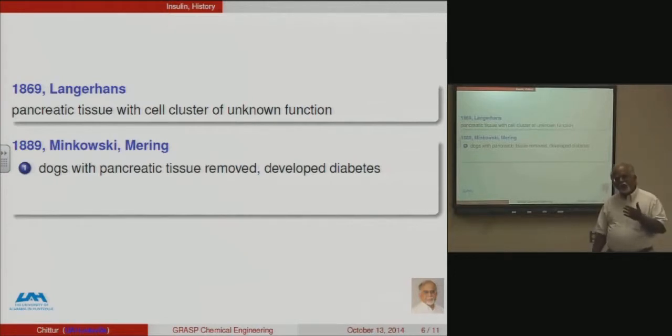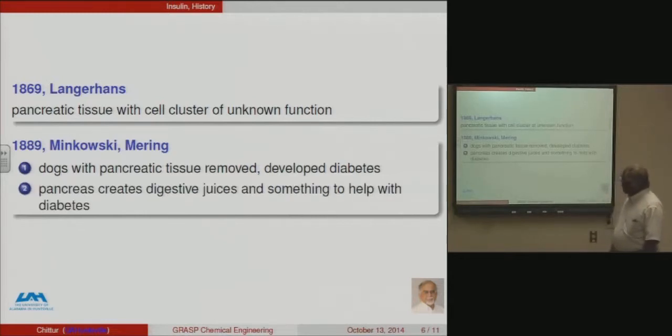A few decades later, Minkowski and Mering worked on those known hypotheses and asked the question: is the pancreas directly involved in diabetes in some way? That is, is it making something to allow for the transfer of sugar from the bloodstream into the cells? And the answer was yes, they actually discovered that. So the pancreas is creating something, digestive juices, something to help with the diabetes. Remember, they didn't know what it was, but they knew that it was making something, and that is important.